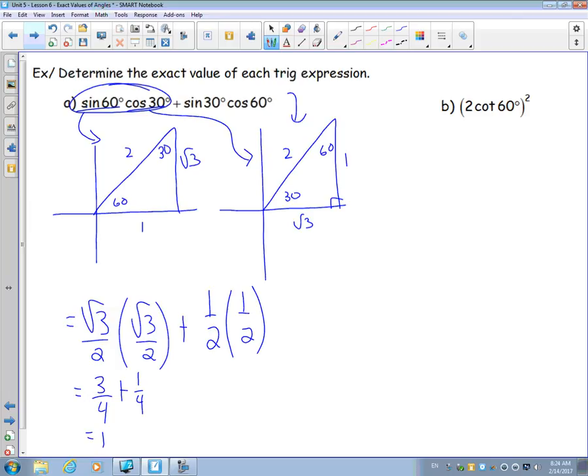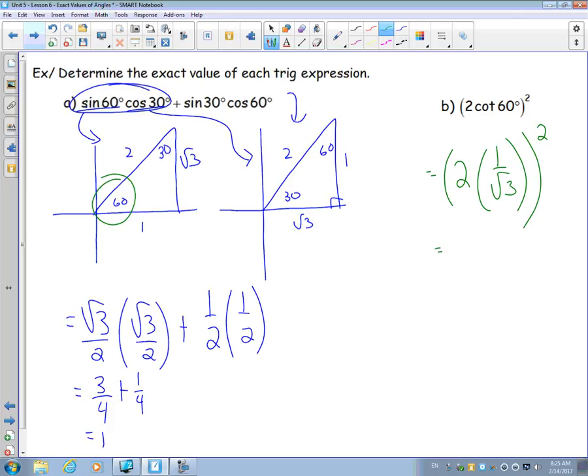So we turned the trigonometric expression into numbers. And try the last one: 2 cotangent 60 squared. So the 2 is 2. Cotangent 60 is going to come out of this triangle. It has a 60 in the bottom corner. Cotangent is the opposite of tangent. Tangent is y over x, so instead we want x over y. So I'm going to get 1 over root 3, and then I need to square all of this.